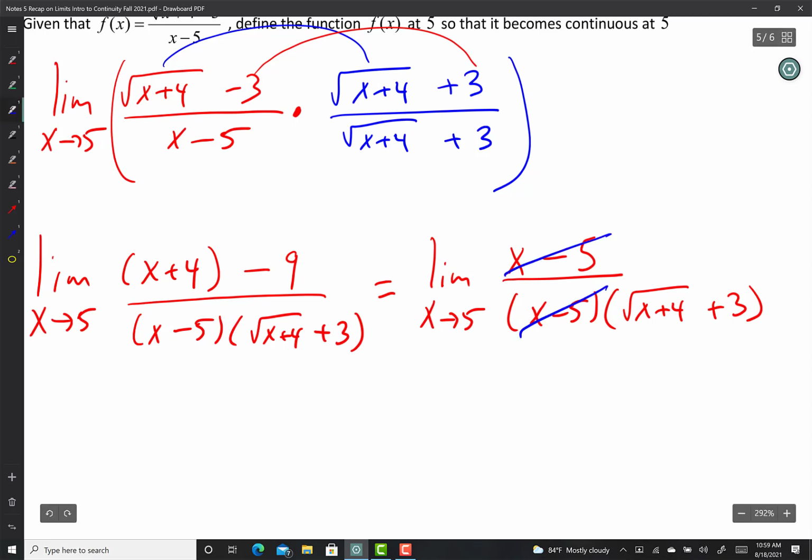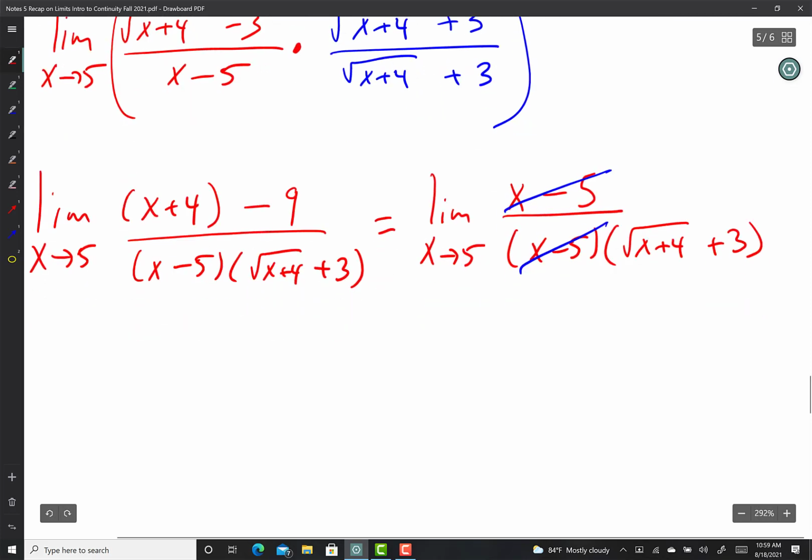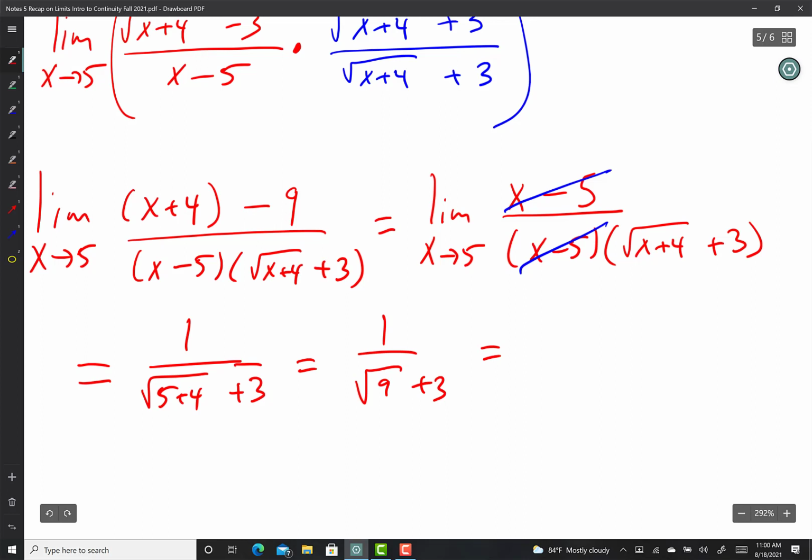Now that we canceled out the x minus 5, now can I do direct substitution? Yes, we can. So now that I'm evaluating my limit, I no longer have to write the word limit. 1 over, what's this? Well, let's plug it in. 5 plus 4, and then on the outside plus 3. So 5 plus 4 is 9. So what's the square root of 9? So 1 over 3 plus 3, which is, now that's my limit.